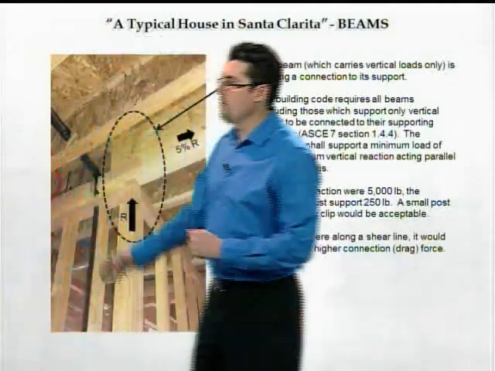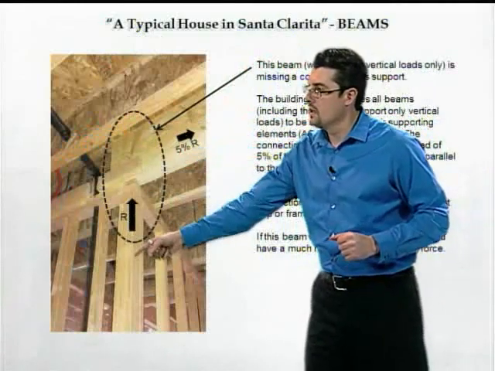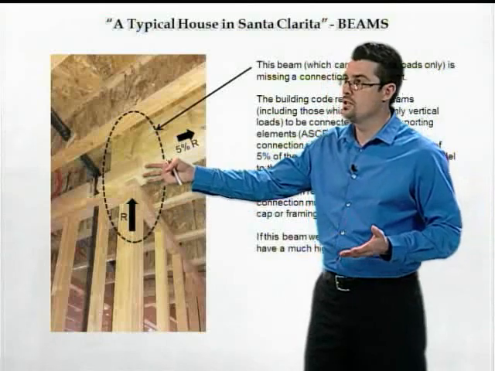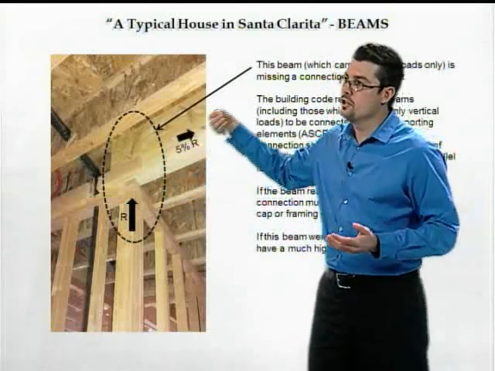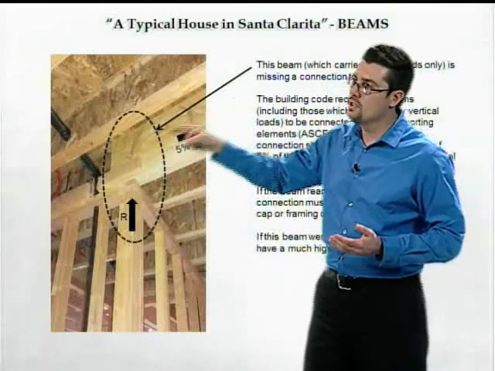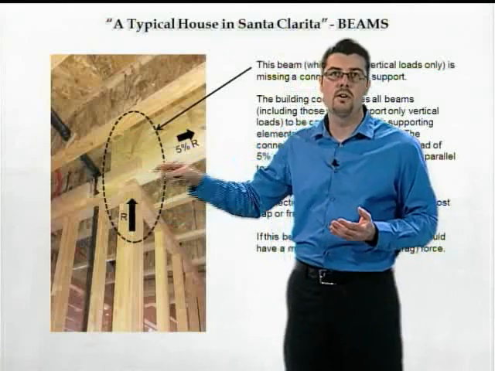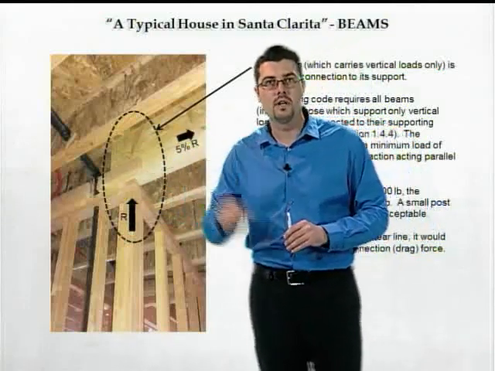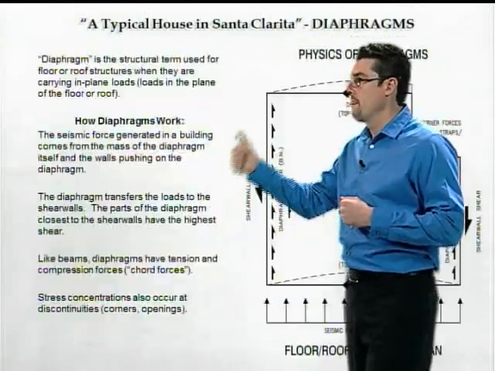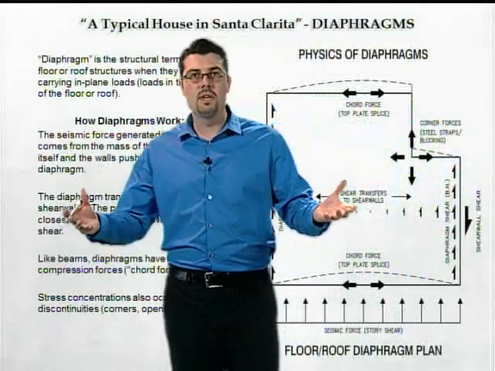So let's take a look at the photo real quick. Here's a beam that frames in and sits on a post. And you'll notice there's no connection here. It's just sitting there. Now this beam isn't on a shear line, so there isn't any seismic force acting here. But the code still requires that you provide at least a minimal connection here, 5% of the beam's reaction. Okay, so that covers beams.